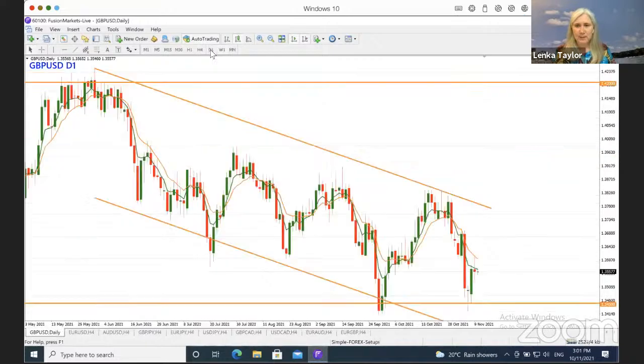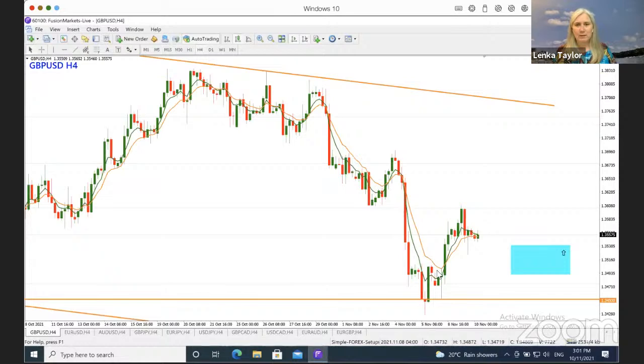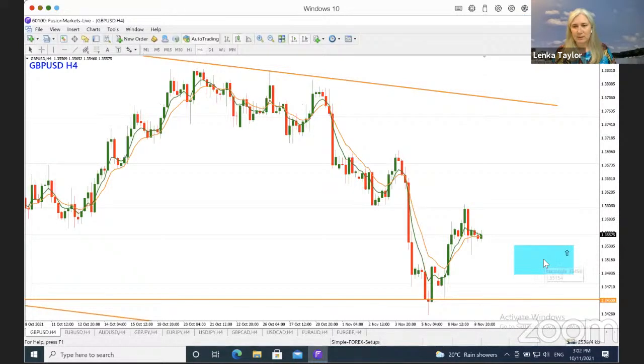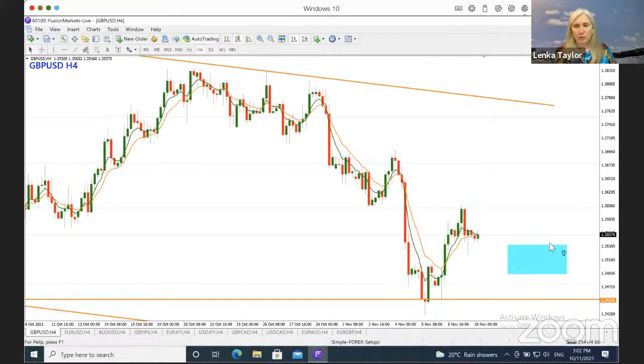So on the daily, this is where we're at. We had that quite long pin bar, a bit of a reversal there. So on the 4-hourly, what I'm looking for is, we already have the part that has gone up off the support. I'm looking for a bit of a pullback or a retracement to around this area, which is sort of my entry zone. And then if I see that, I would be looking for a long opportunity.